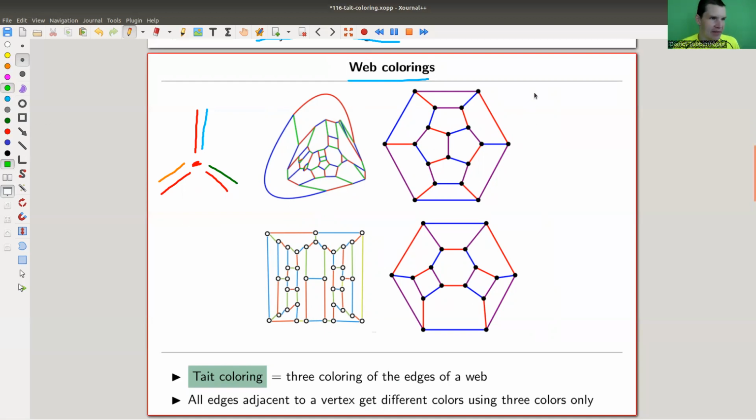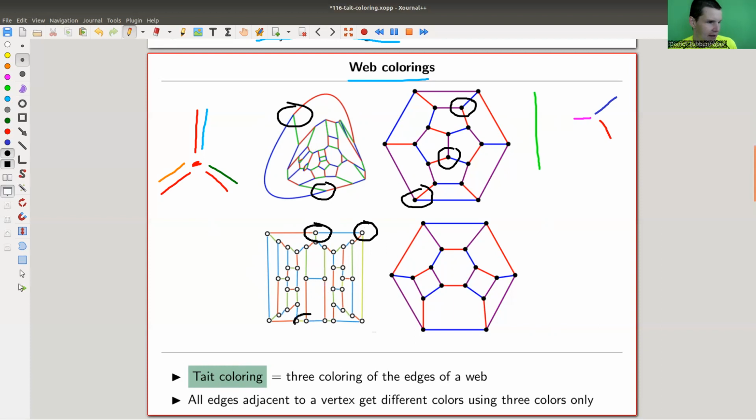Here's an example where my colors are not the ones I've used before. They're blue, red, and purple, I guess. As you can see, around each vertex you have blue, red, and purple present, and so on. Here the colors are different. Everyone has their own color convention, I guess. Here the colors are red, blue, and green. Here the colors are certainly red and blue, and then something I would call yellowish. Maybe it wants to be green, I'm not quite sure. But anyway, around each vertex, you have all three colors present. That's the whole point here, and so on.